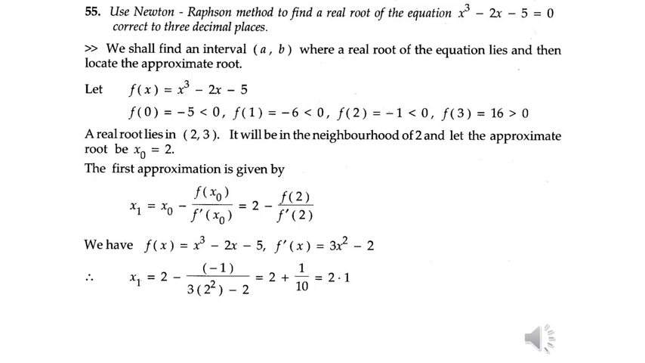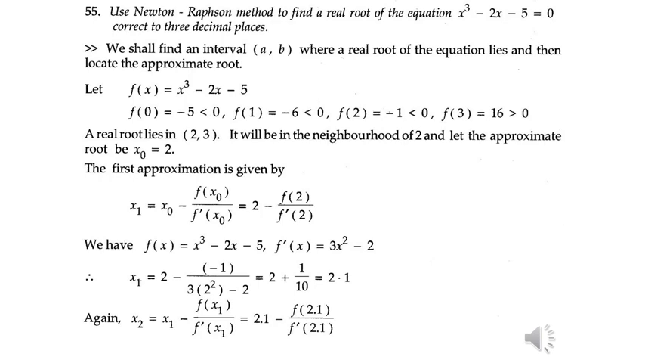If you put 2 in the place of x in this function, you will get f of 2 value, which you will get as minus 1. And also if you put 2 in f dash, that is here, if you put 2 in this f dash value, the substitution is shown here. If you simplify this using your calculator, you will get the value of x1 as 2.1. So next we go for x2.